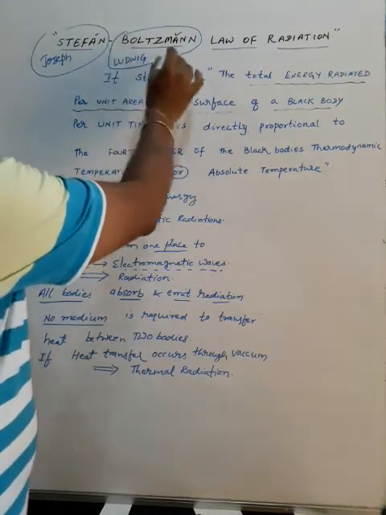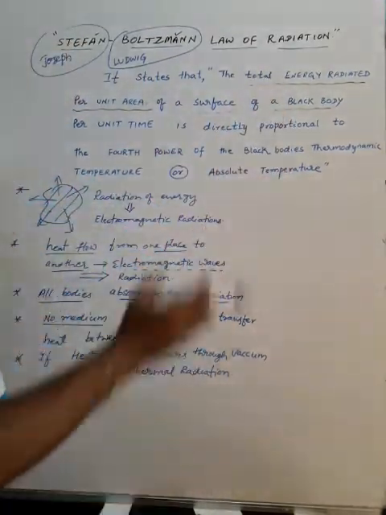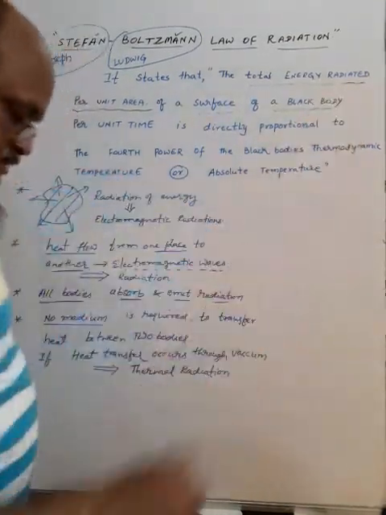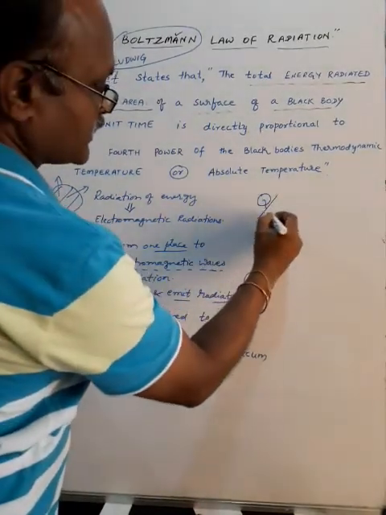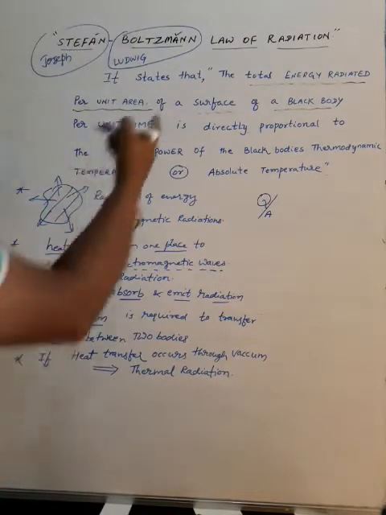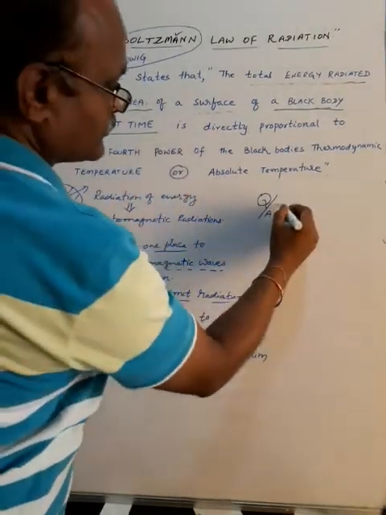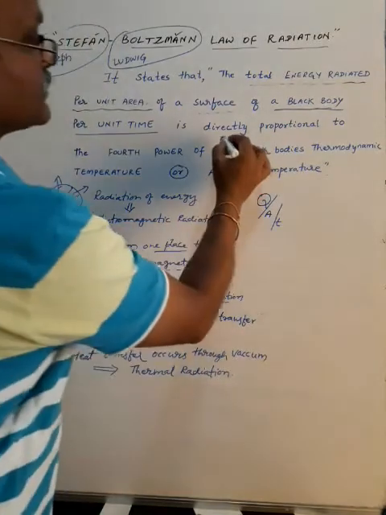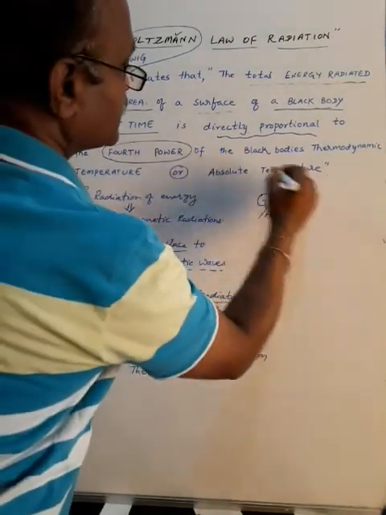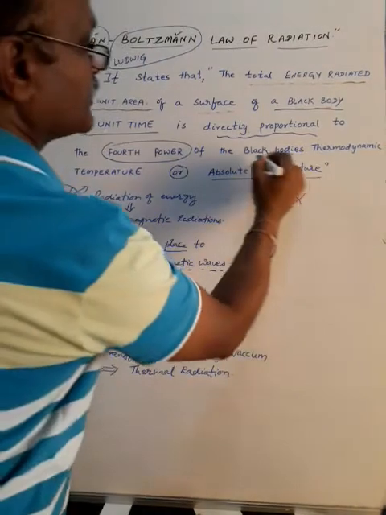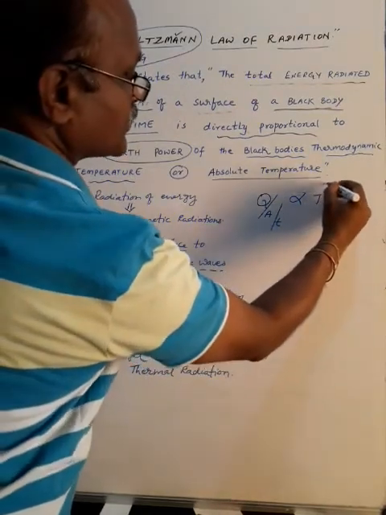As per the Stefan Boltzmann law of radiation, it states that the total energy radiated, that is Q, per unit area of a surface of a black body per unit time is directly proportional to the fourth power of the absolute temperature or the black body's thermodynamic temperature, that is T power 4.